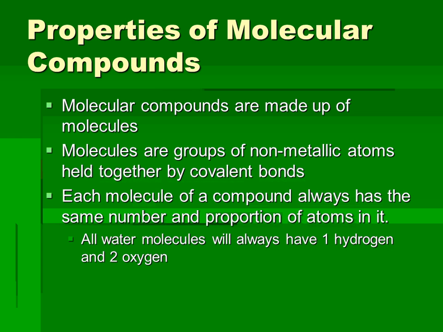Unlike an ionic compound, where you could have sodium chloride, for example, as a giant crystallized structure, or you can have just a little bit of sodium chloride, it's still an ionic compound as long as you have that 1-to-1 ratio. Now, this is different with molecular compounds. Again, each molecule of a compound always has the same number and proportion of atoms in it. So all water molecules will always have two hydrogen and one oxygen atom. You're not going to have two hydrogen and four oxygen. That's not a water molecule anymore.